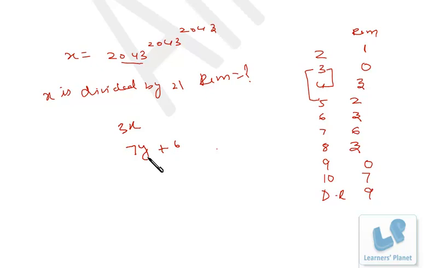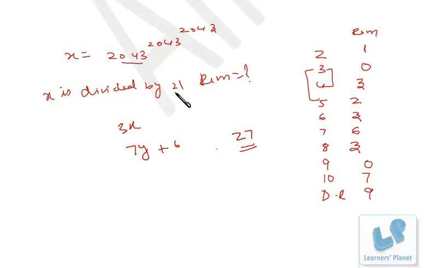If you put 1, the solution will not be a multiple of 3. If you put 2, still not. 7 2s are 14 plus 6. If you put y is equal to 3, then what will happen? 7 into 3, 21 plus 6, 27. Now 27 is the number that is a multiple of 3, and that is in 7y plus 6 format, right?